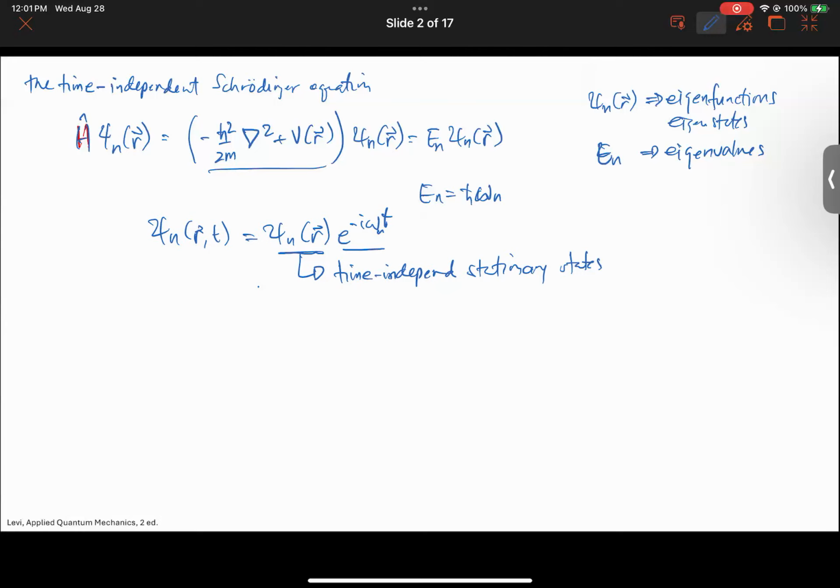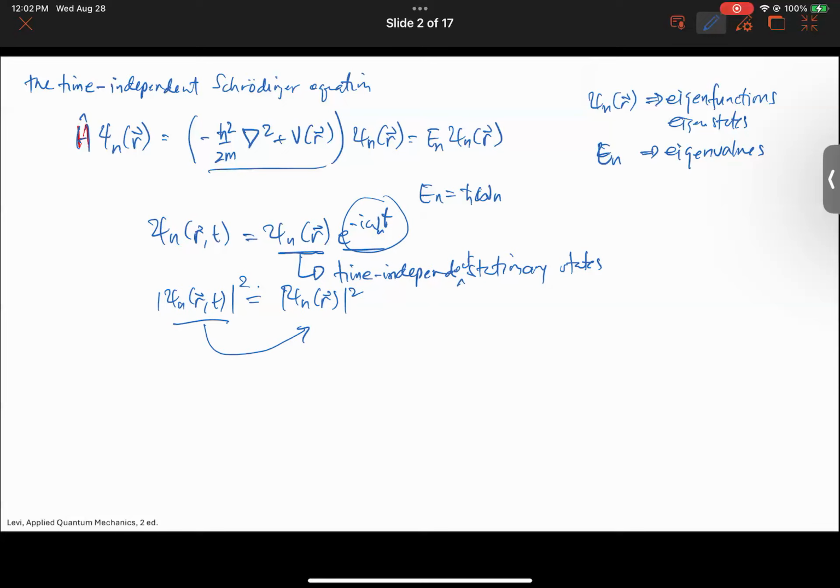If we look for the probability density of psi sub n of r and t, we actually end up with psi sub n of r, because this term disappears when we do a probability density, or they cancel out. That is why we call them time-independent stationary states.